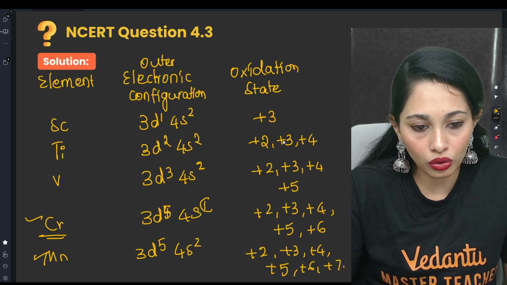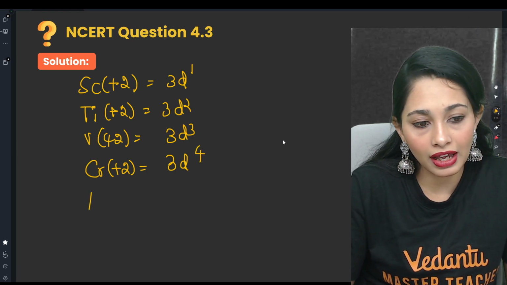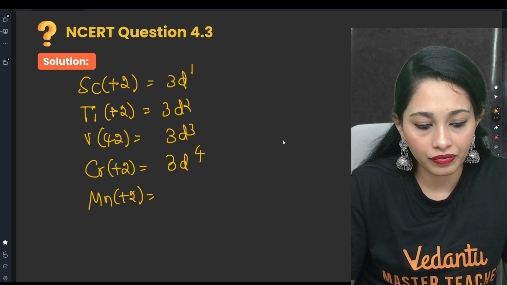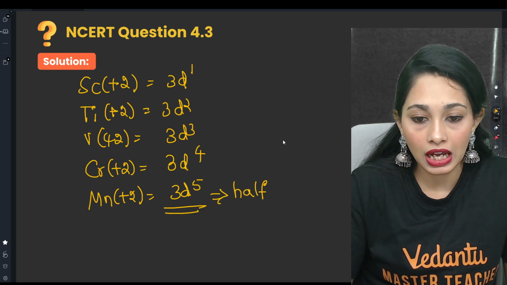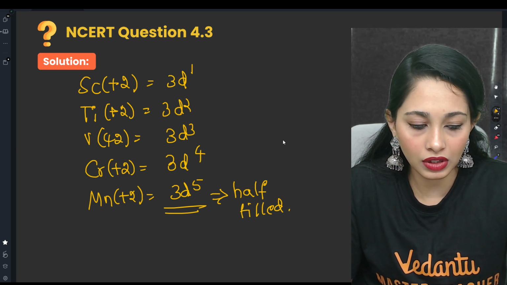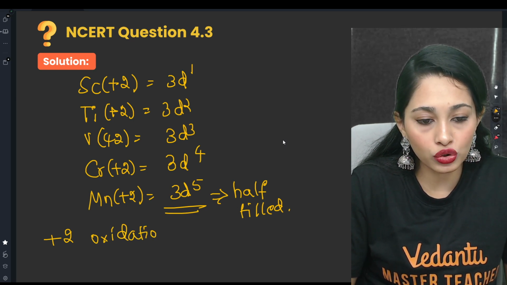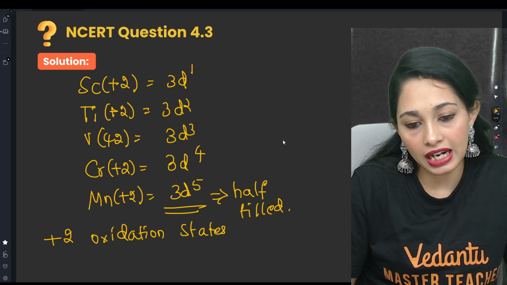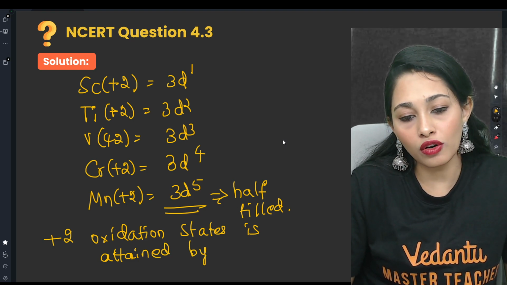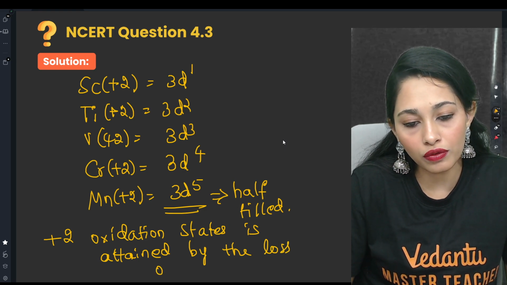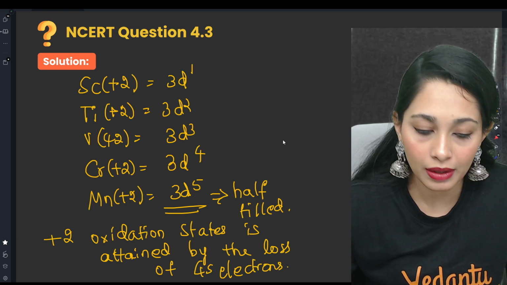And we have chromium 2+. We are going to remove 2 electrons, so it is going to be 3d4. Then we have manganese plus 2. So 3d5. So this is half filled. Alright. So plus 2 oxidation state is attained by the loss of 4s electrons by all of these metals.